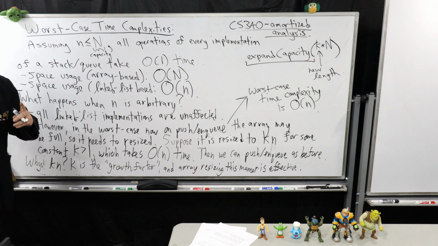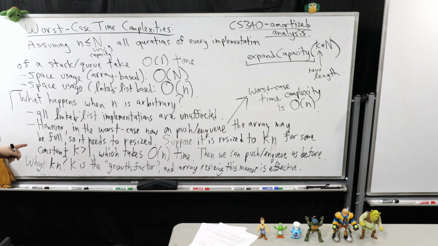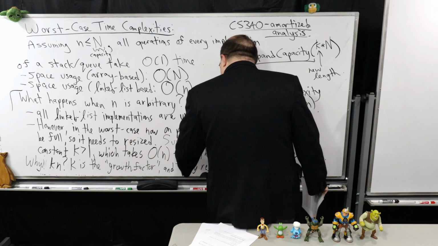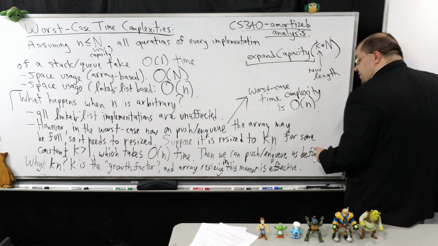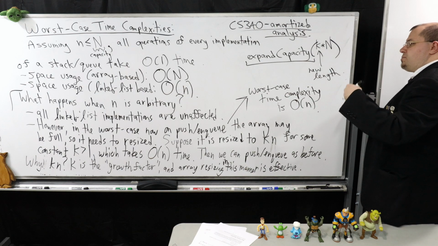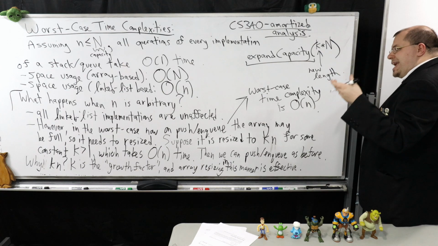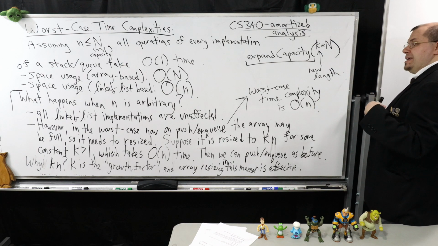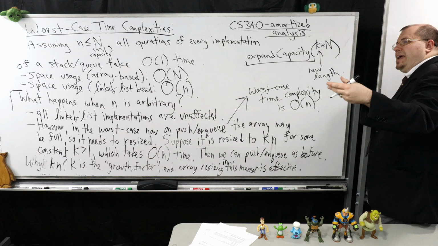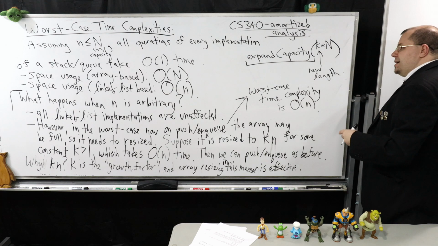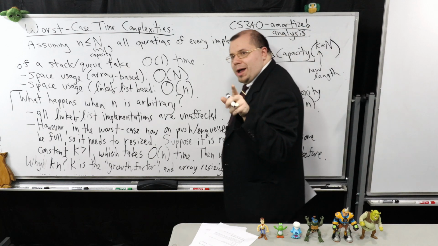So, resizing to what? It says an array resizing in this manner is effective. All I'm saying is you're going to resize the array, if it's originally n, lowercase n, and at this point it's full, to be k times n, where k is some constant greater than 1.